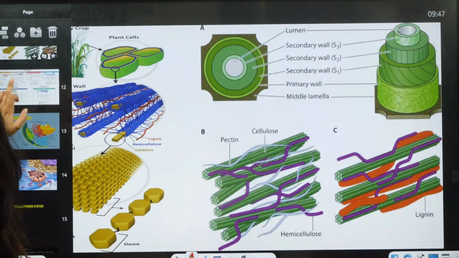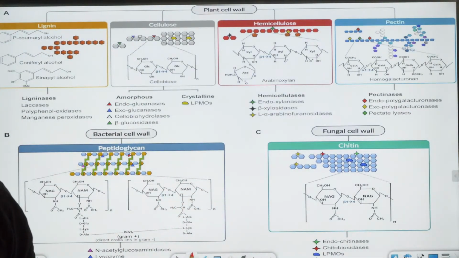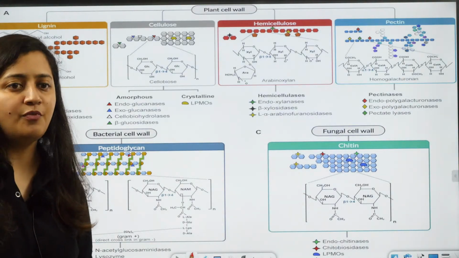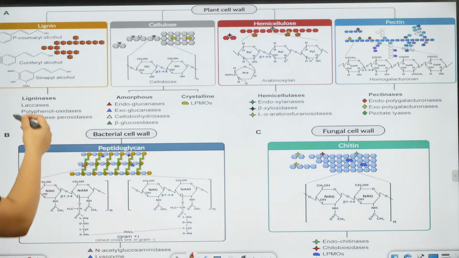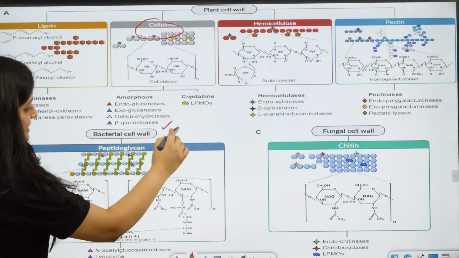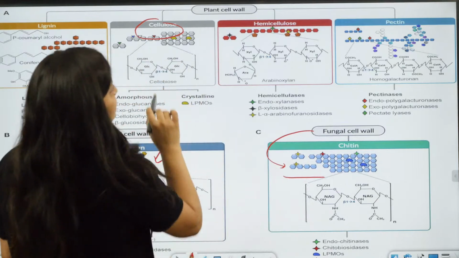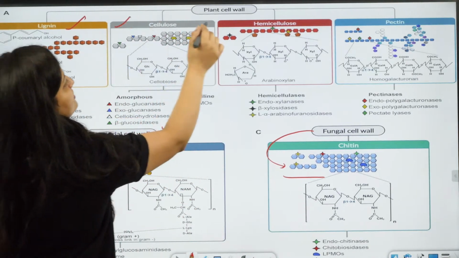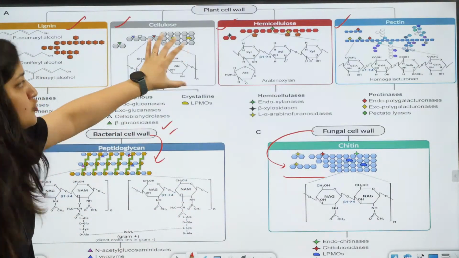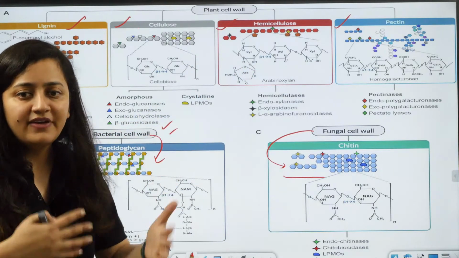Okay, so ultimately cellulose is itself made up of what? Cellulose is made up of glucose. It's a polymer of glucose, right? It's a straight chain polymer of glucose. Okay, bache? So see lignin, cellulose, hemicellulose. In the bacterial cell wall you can see peptidoglycans are present. In the fungal cell wall you can see chitin is present. In plants, lignin, cellulose, hemicellulose and pectin. So you should even make these types of flowcharts, because then only you will be able to revise the things in a very easy manner.